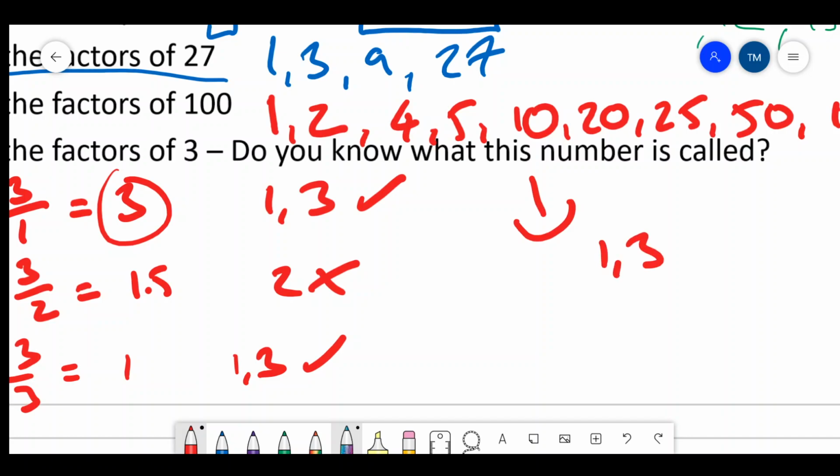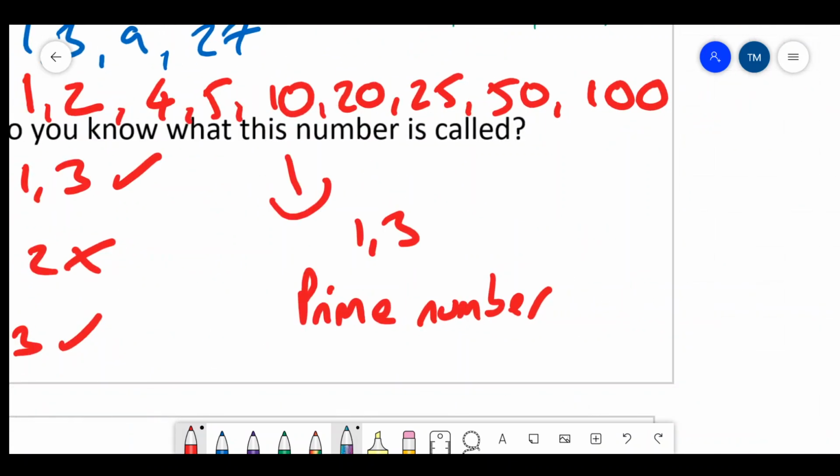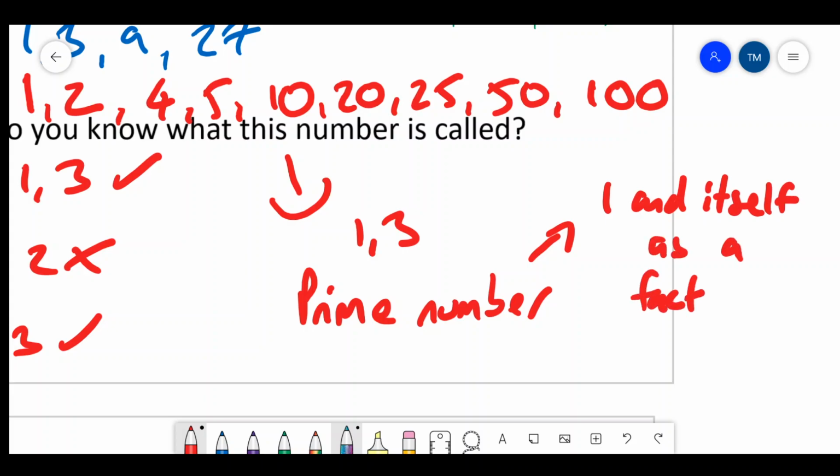Now, you may have done this before and you may have not, but this is what's called a prime number, which is what we will cover in the next class. And a prime number is essentially a number that has 1 and itself as a factor. So for 3, it's just going to be 1, which everything is divided by, and 3, which is the value itself. And it only has those as factors, therefore we call it a prime number.